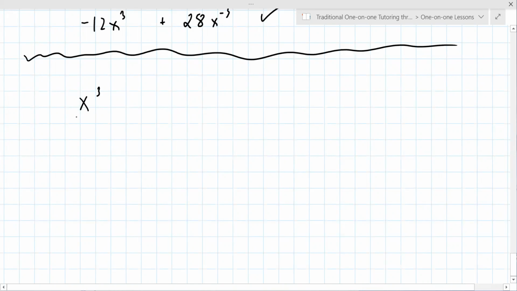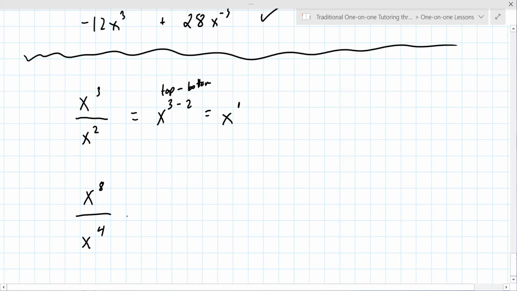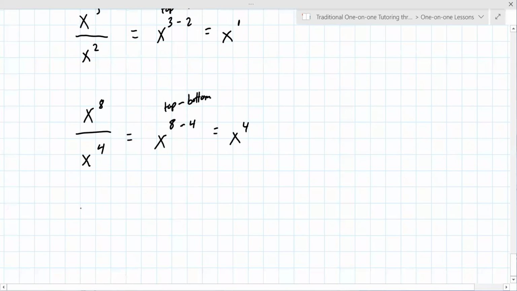What is x cubed divided by x squared? What you do essentially is you subtract the exponents, top minus bottom. So that's x to the power of 1. All right, x to the 8th over x to the 4th, what does that become? Remember, it's top minus bottom, x^4. Okay, so that's pretty straightforward.